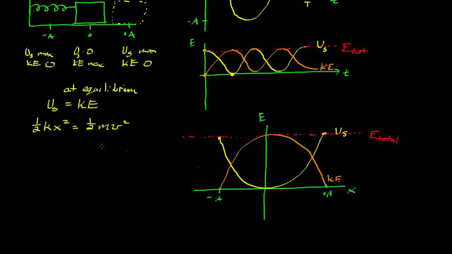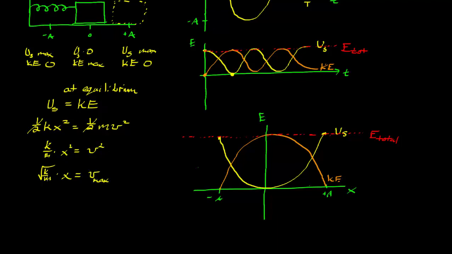This one's flipped over because it's increasing. Anyway, let's finish the math. If we want to know the velocity, the halves are gone. We divide by m, so you get k over m times x squared equals v squared. Then we'll take the square root of everything. So over here you get the square root of k over m times x. It's the square root of a square, so it comes out. And that would be your max velocity.